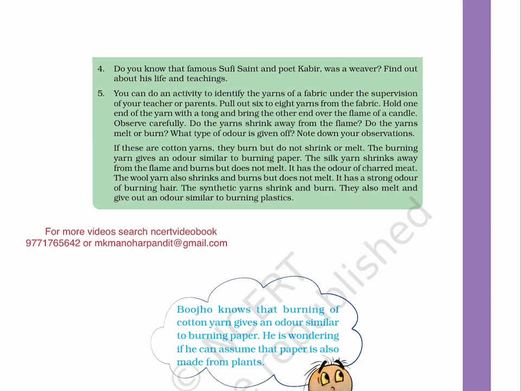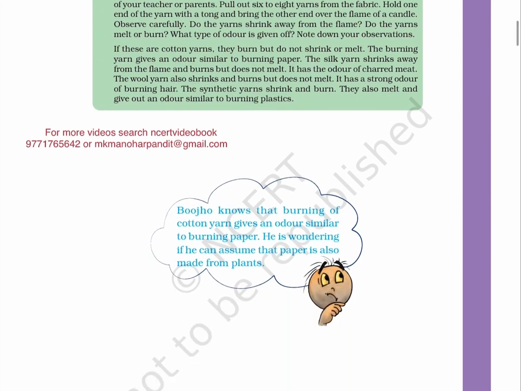Here, Bujo knows that burning of cotton yarn gives an odor similar to burning paper. He is wondering if he can assume that paper is also made from plants. Chapter 3 of the total 16 chapters of the book ends here.